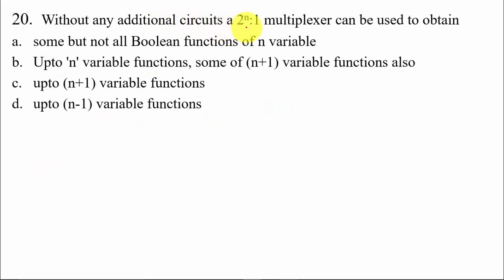Without any additional circuits, a 2 power n to 1 multiplexer can be used to obtain up to n variable functions, and functions of n plus 1 variables also. So option B is correct. When I discuss the topic multiplexer, I have concentrated more on this area because if you are preparing for GATE exams or engineering service examinations, this kind of question will be asked.